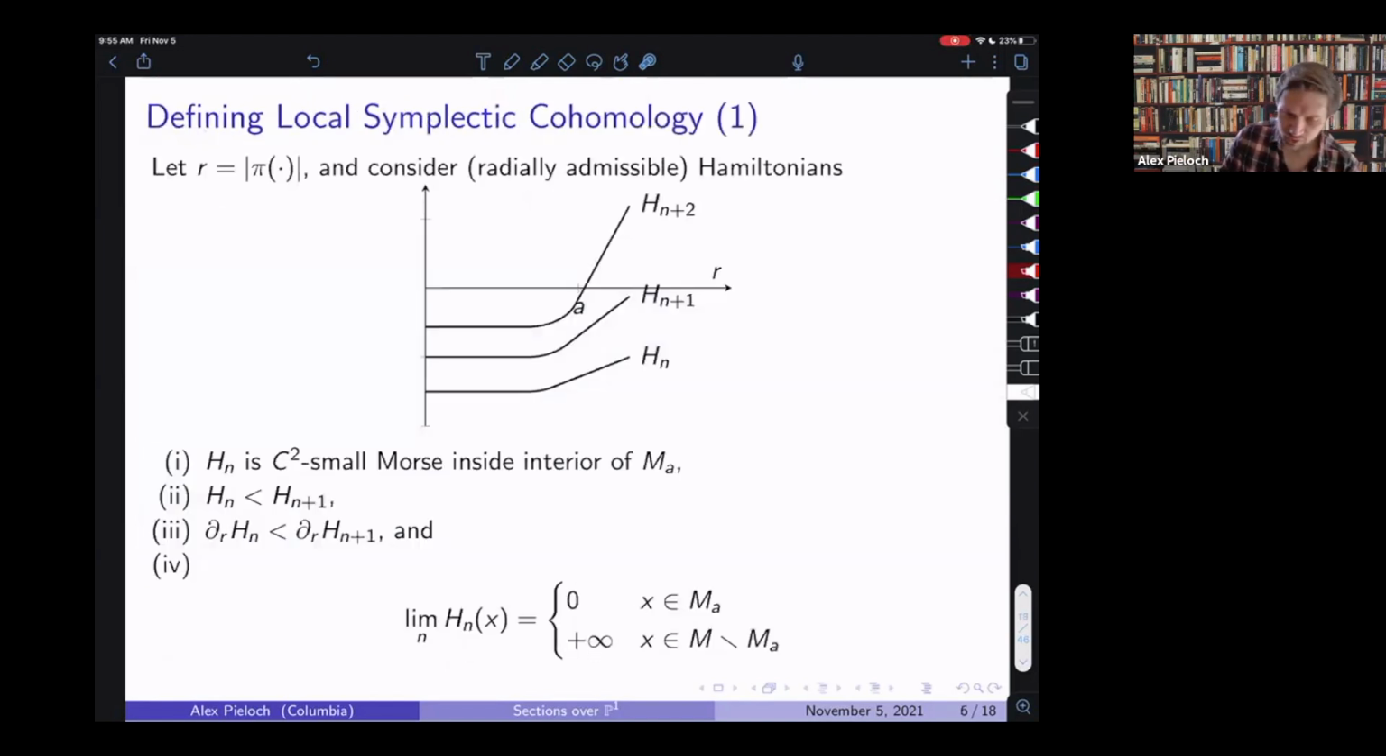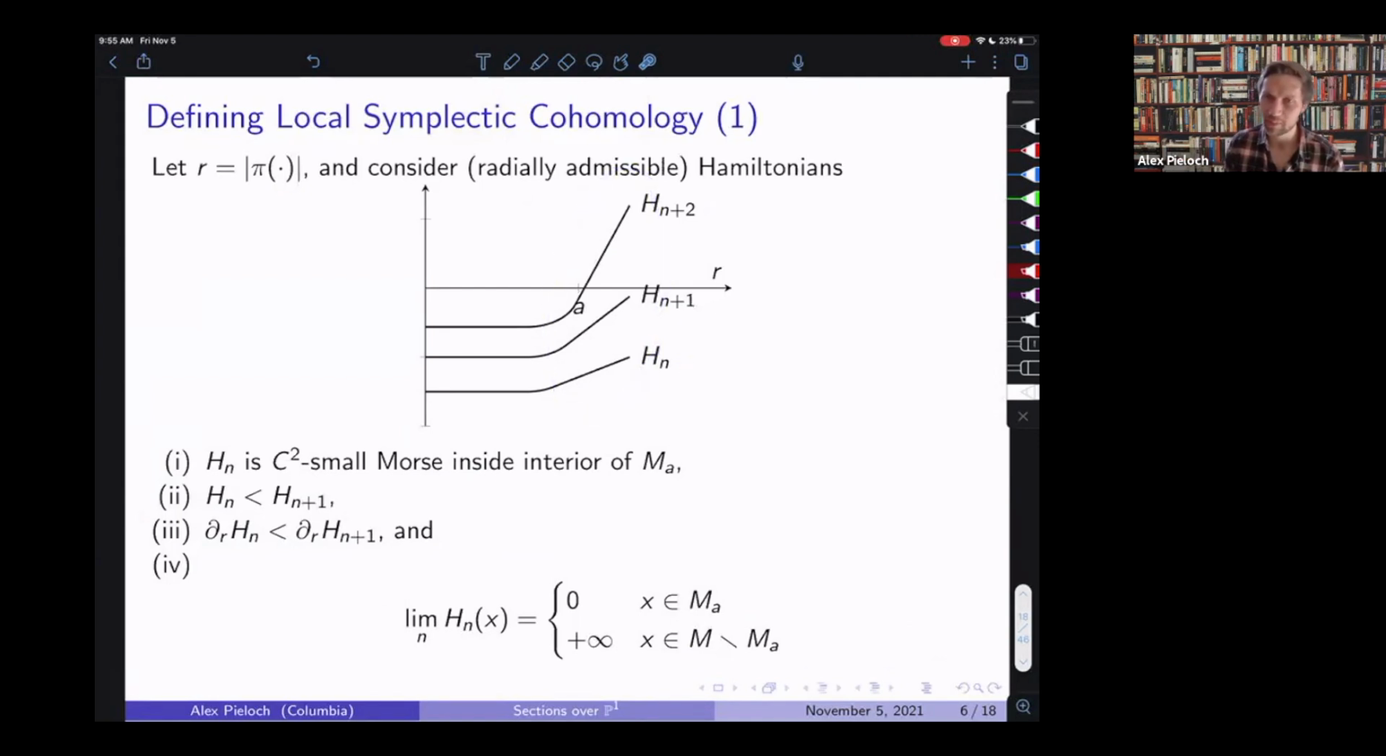So let me now actually describe what is this local symplectic cohomology, this invariant that we're using to produce holomorphic curves. So let's take R to be this radial function where we project down and then take the radial coordinate in C. And we're going to consider the following sequence of Hamiltonians. So we're going to take an increasing sequence of Hamiltonians with increasing slopes.